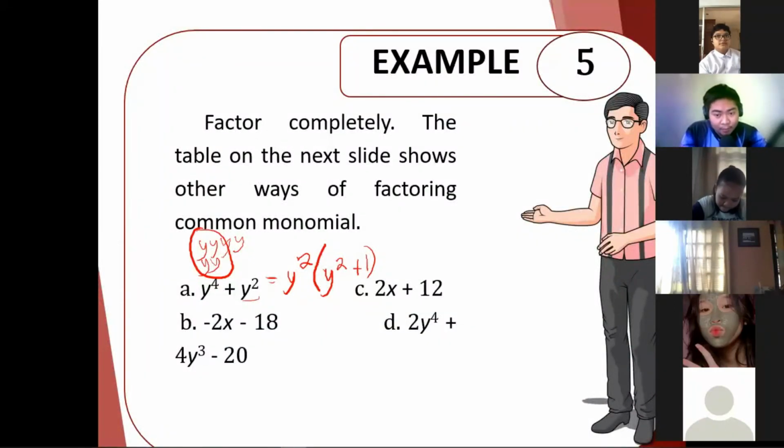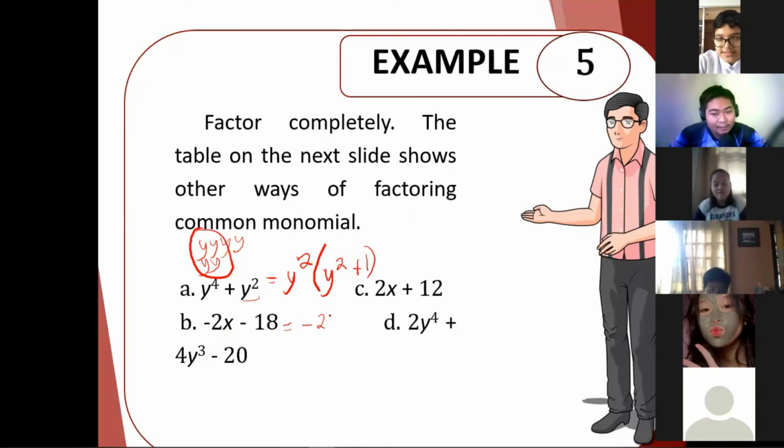Ayan. So, letter B. We have negative 2x and negative 18. So what do they have in common? Yes, Nabil? They are both divisible by 2. So what would be the factor? Oh, they're both negative numbers. That would be negative 2.